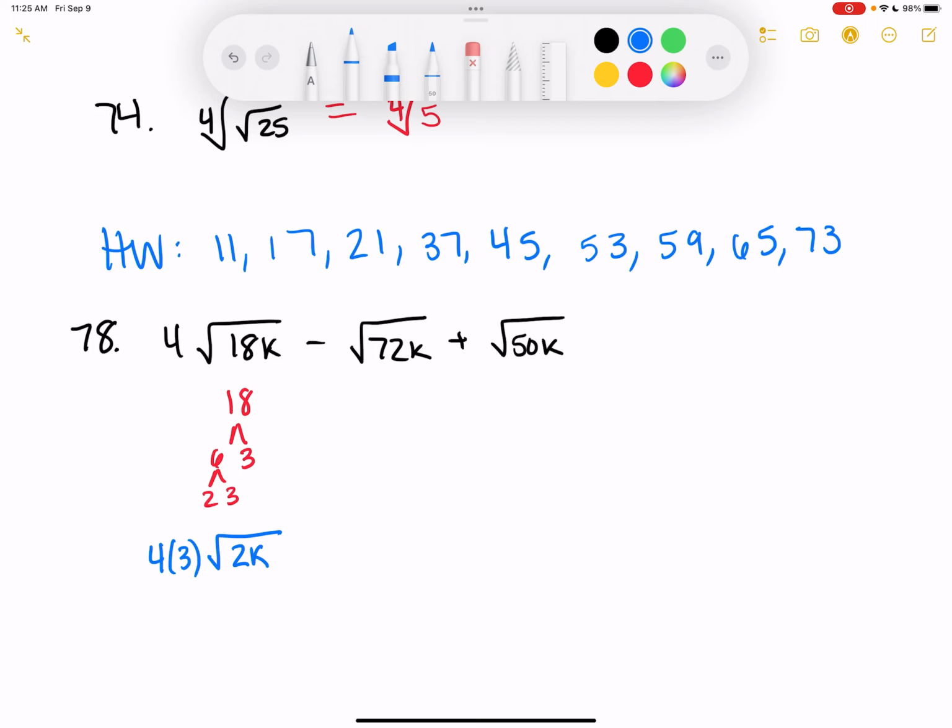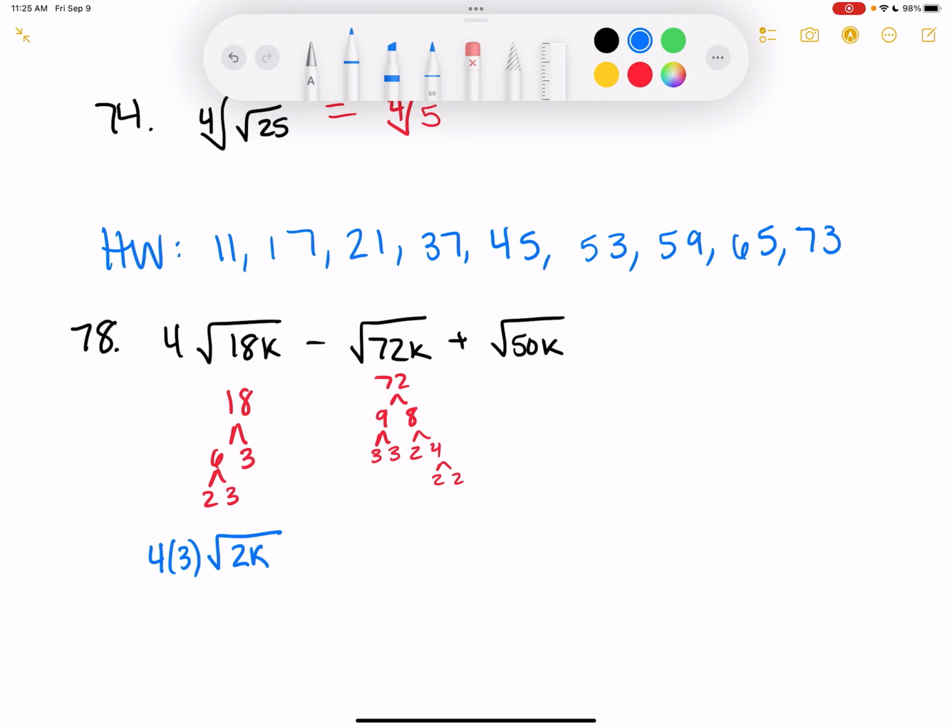And then I want to break down the 72, so what does that break into? That breaks into 9 and 8. So 9 is 3 and 3. 8 is 2 and 4. And then 2 and 2. So what can I take out of this one?